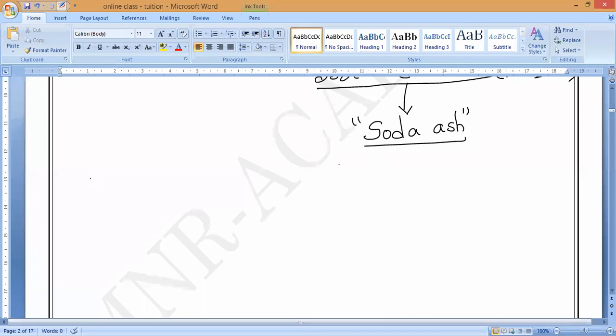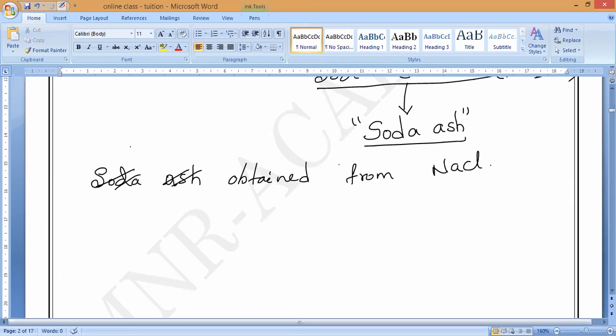So the important use of soda ash: it is a very important chemical obtained from sodium chloride. All of you should remember. This washing soda, in the sense of this soda ash, is a very important compound which is obtained from sodium chloride. That is what you have to remember.